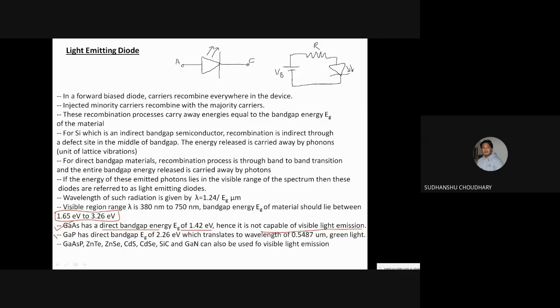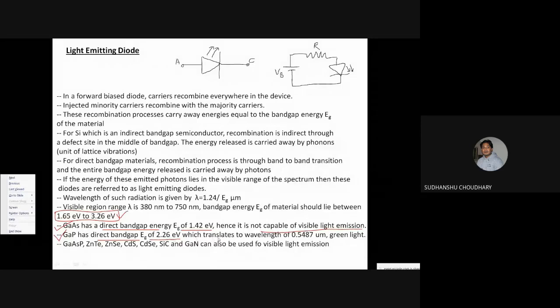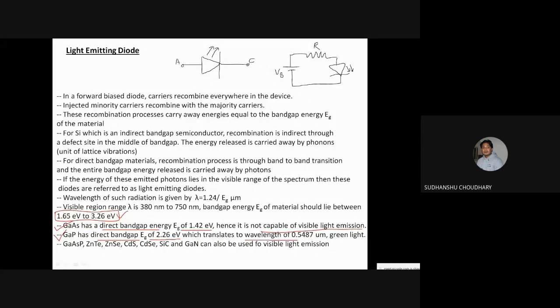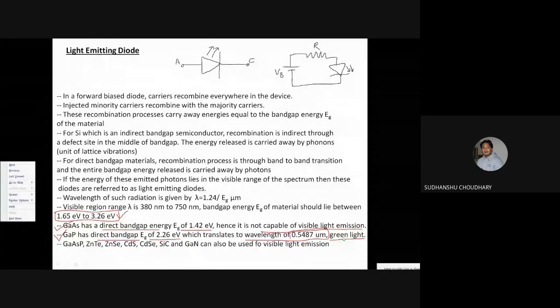Now similarly, there is another popular material for making LEDs, which is called gallium phosphide, which has a direct band gap again, and this time the band gap is 2.26 eV, which is in this range. Now this 2.26 eV translates to a wavelength of 0.5487 micrometer, which relates to green light in the visible spectrum. So gallium phosphide can be used to fabricate LEDs which produce green light. So green light LEDs can be fabricated.